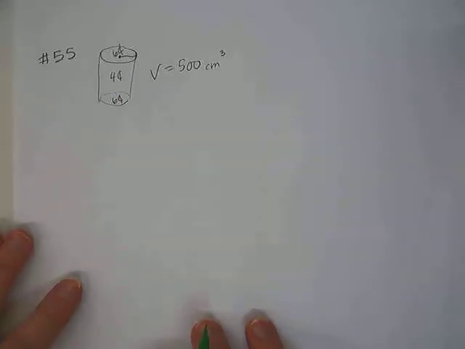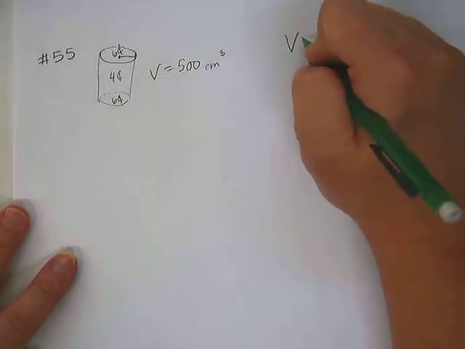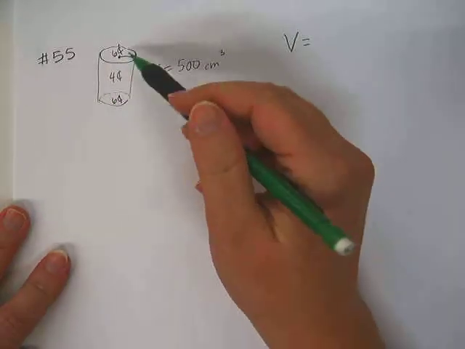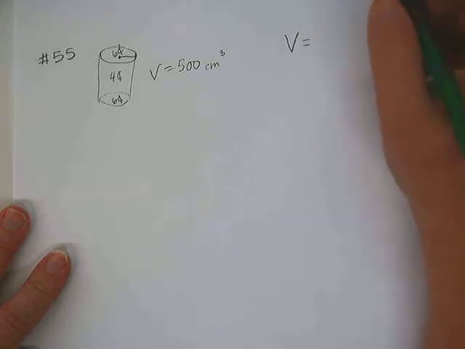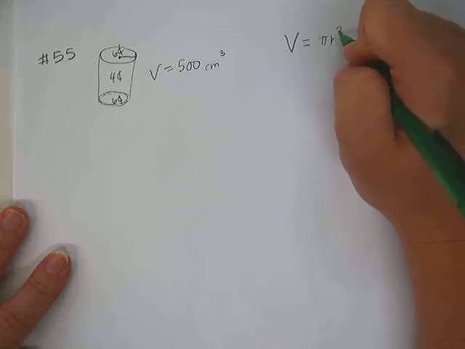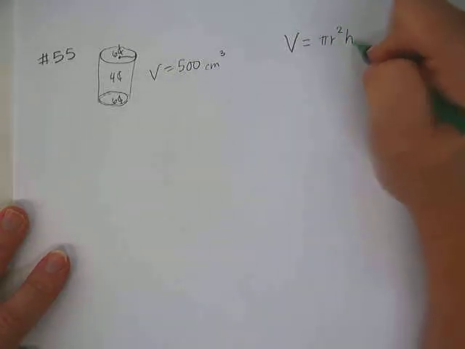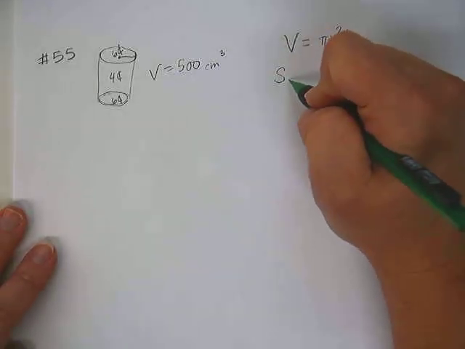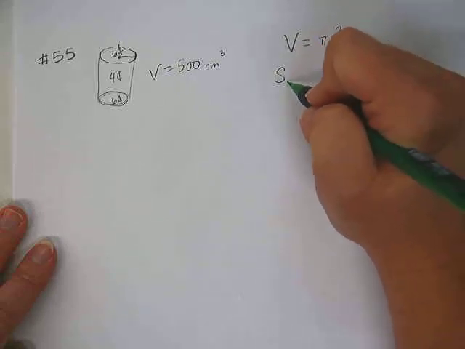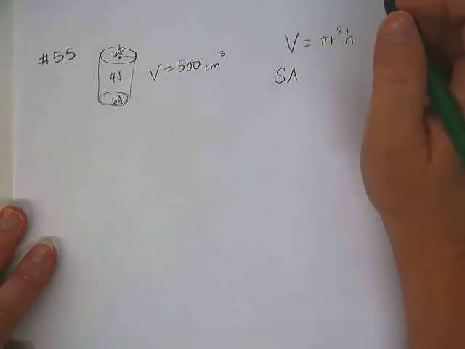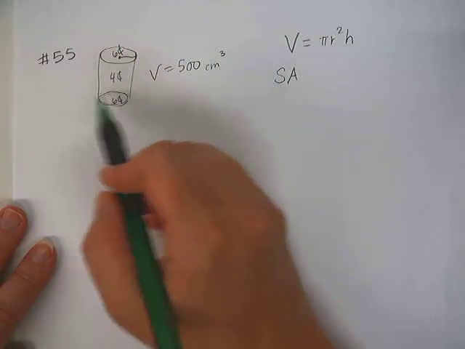Well, let's go back to remembering some geometry formulas you should know. Volume is the area of the circle times the height. So the area of the circle would be pi r squared, and then times the height. Then we need surface area. But actually we need two different surface areas, because we need the surface area of the top and the bottom and the surface area of the sides.